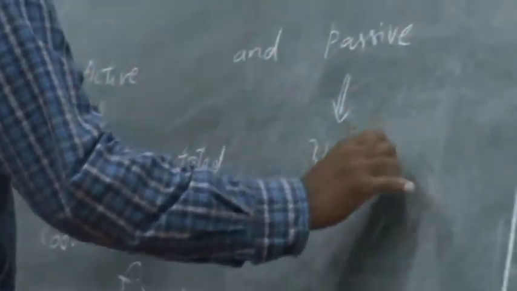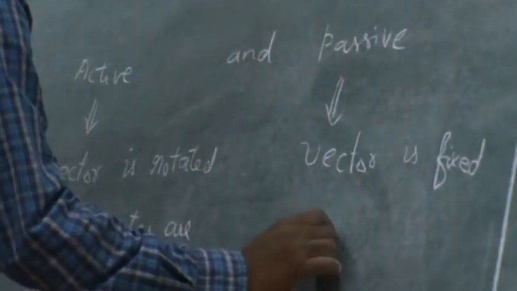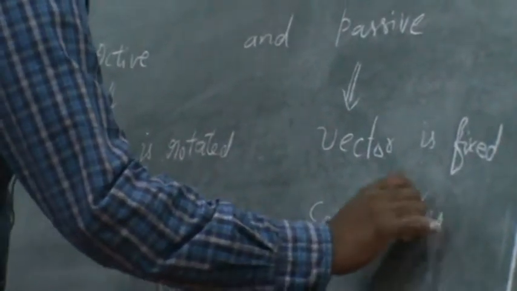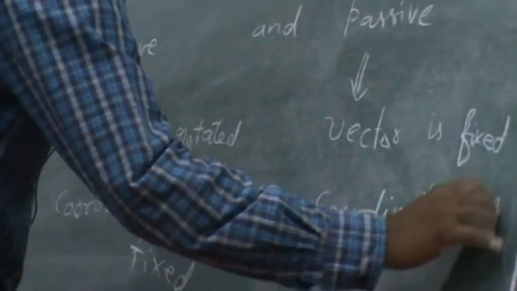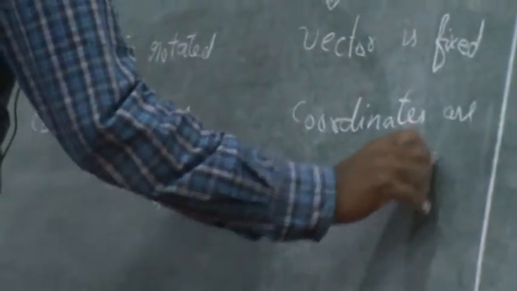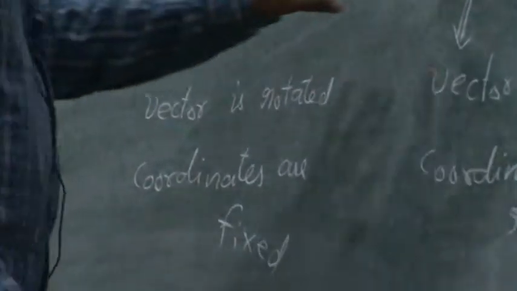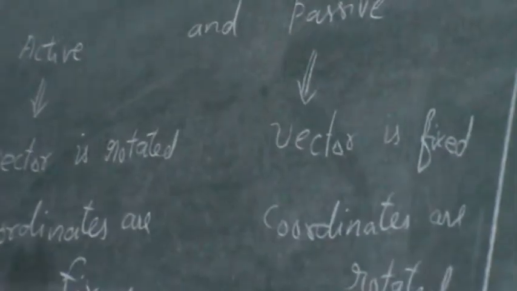But in the passive case, the vector is fixed, and the coordinate axes x, y, z are rotated. Okay. That means, suppose I start with the passive case first, then we'll go to active.